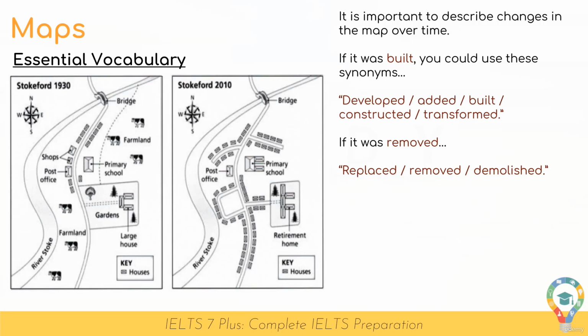If something disappears, we can use replaced, removed, or demolished. For example, the farmland was demolished. That's all for the essential vocabulary about maps.